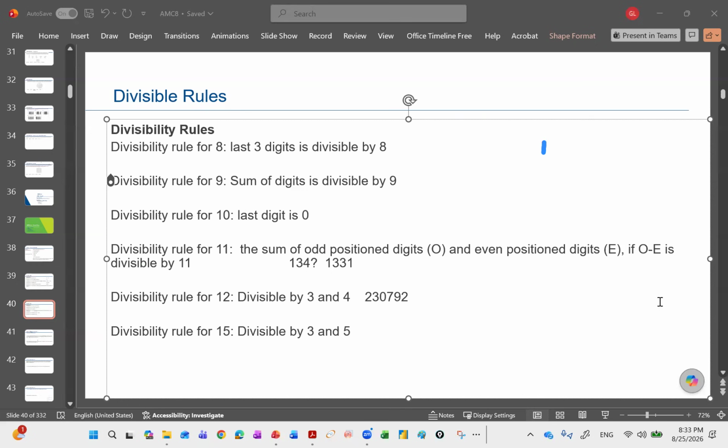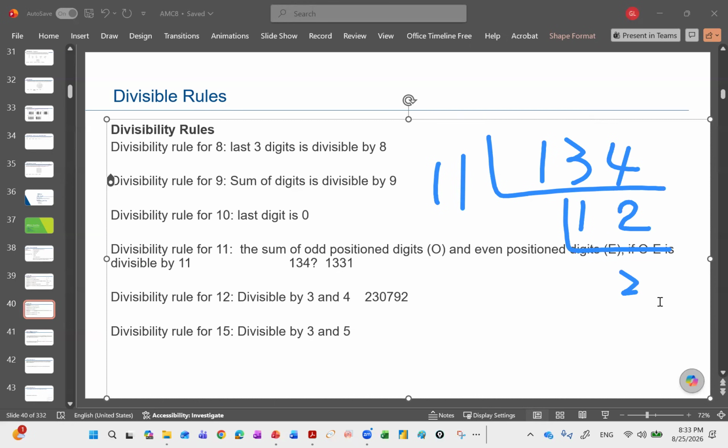So 134, if you divide by 11, right? You can use 1, 11, 24. You use 2, you have 2 left over, right? So it's not divisible by 11. That makes sense.